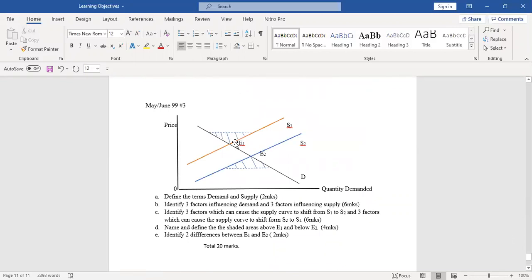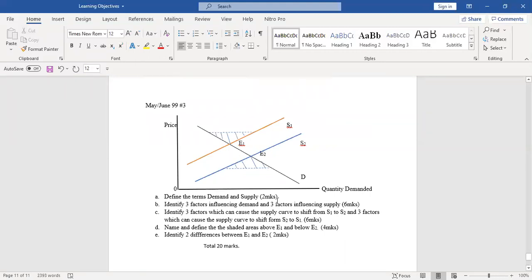So this area here, above E1. Anybody knows the name of that area? Guys, come on. We talked about it. Surplus. Excellent. That's a surplus. And a surplus, they ask you to define. A surplus simply means that quantity supplied exceeds quantity demanded. That's all. So the area above E1 represents a surplus or excess supply. That's all we have to say on that, right?